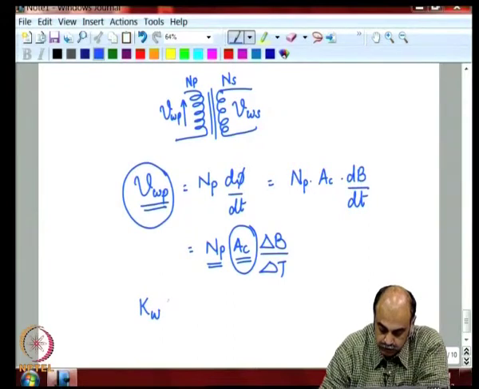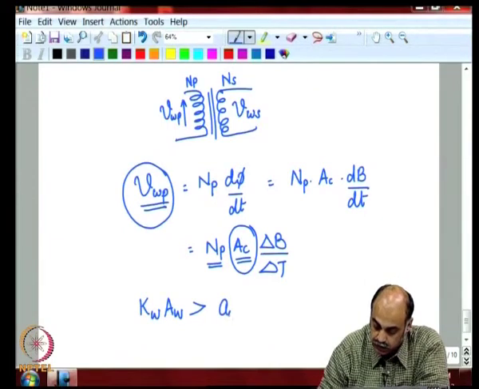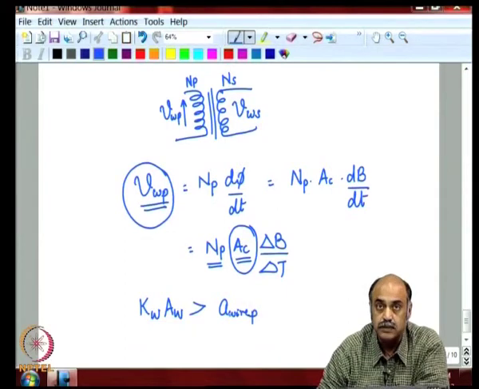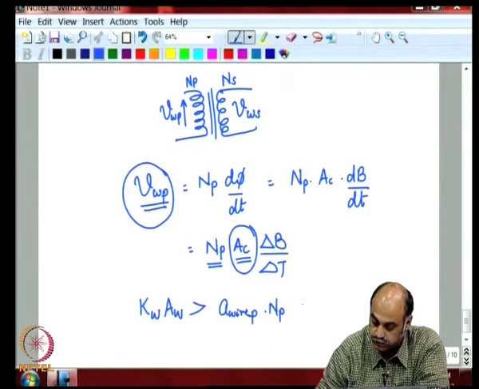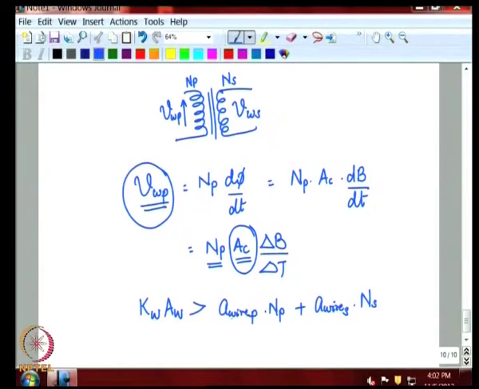And the other relationship, of course, is very similar. KW AW should be greater than A wire primary, let us say, into Np plus A wire secondary into Ns, meaning the same window area should accommodate Np turns of primary via cross section areas and Ns turns of secondary via cross section areas.